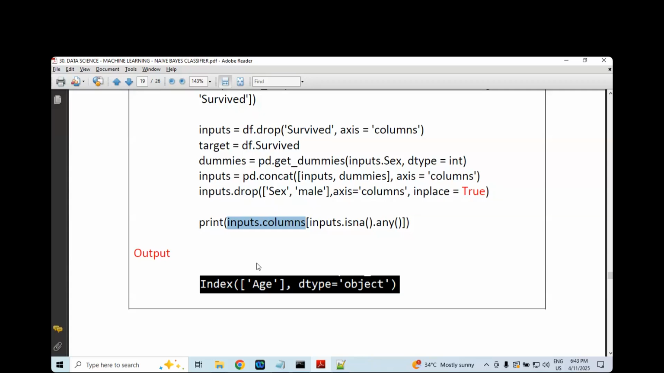Column name dot isna, we already know. We need to apply the any method. What method? Any method. Now look at the result actually. It is written as. Very nice, very nice actually.